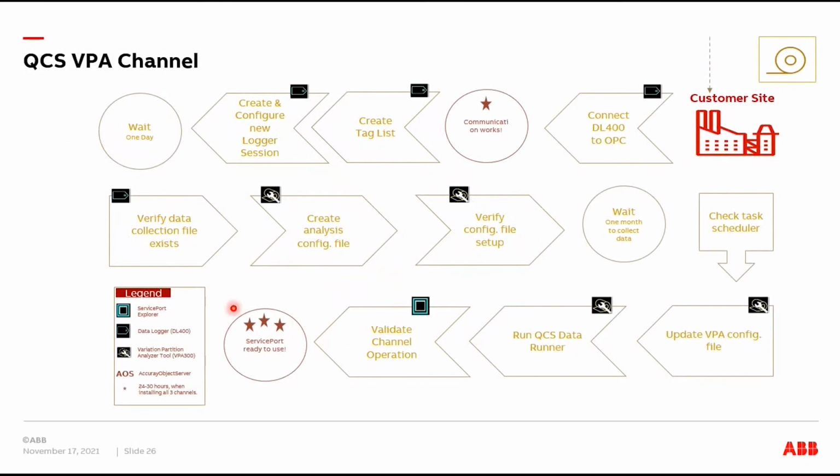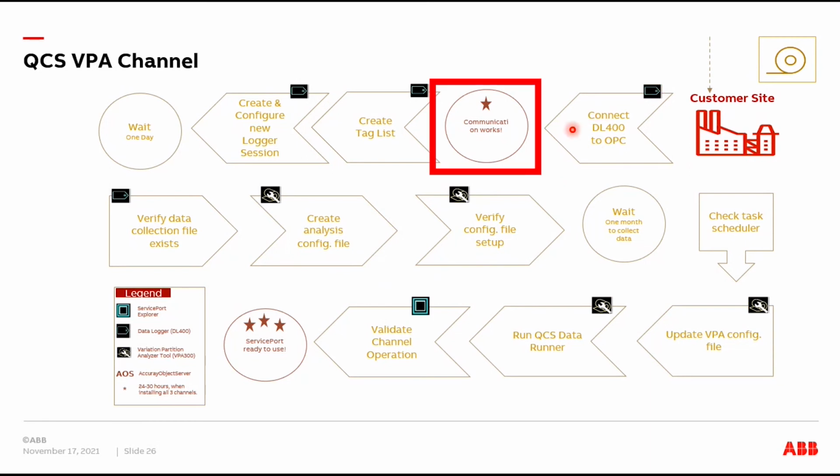So how is this QCS VPA channel configured on the site? Once we visit the site, we will connect the DL400 to the OPC. It can also be connected to a third party system if we have third party QCSs and this data is available. Like, we should have CD, MD, MDL data, and we should have production data available to be logged.